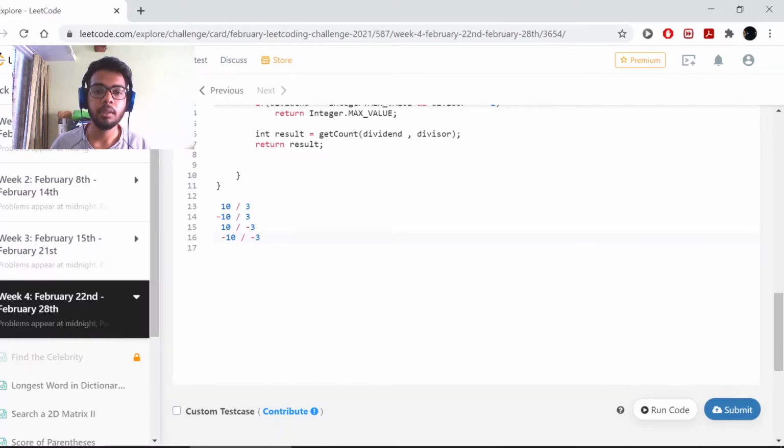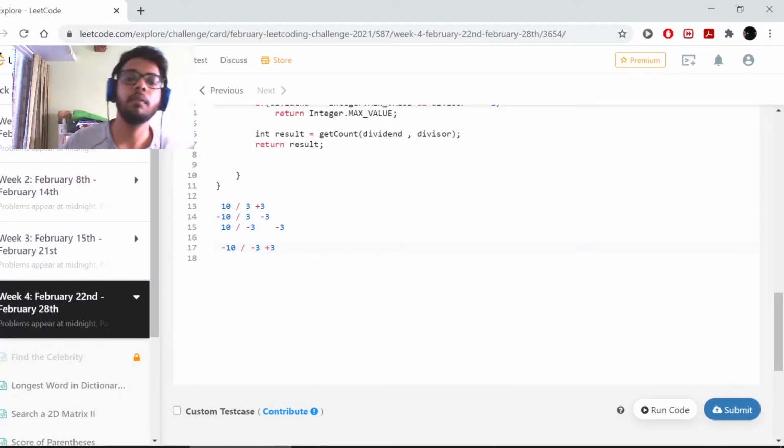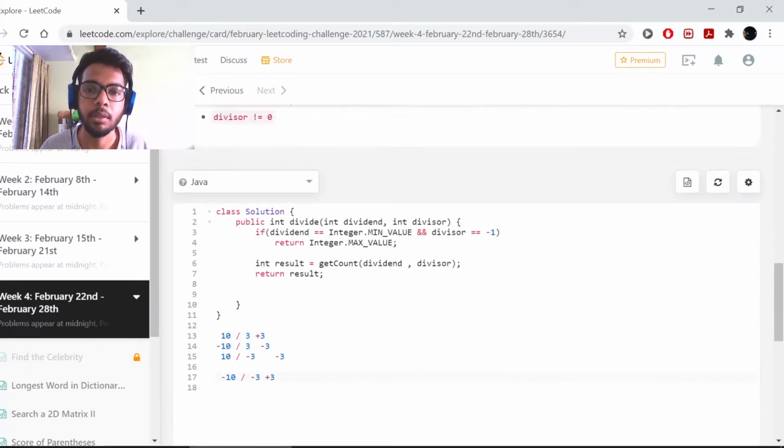So you see these cases: this should return a positive 3, this should return a minus 3. So should this also return a minus 3? Yep. And this should return a positive 3. But using our algorithm, we cannot differentiate between positive numbers and negative numbers, so we only take positive numbers. I haven't done that. Let's do that.